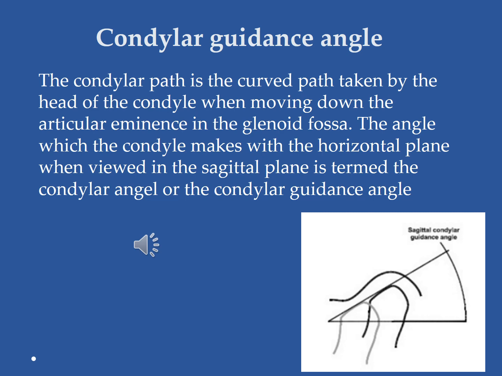The condylar guidance angle is the angle formed by the inner surface of the glenoid fossa and the horizontal plane, or the angle which the condyle makes with the horizontal plane when viewed in the sagittal plane during mandibular protrusion.